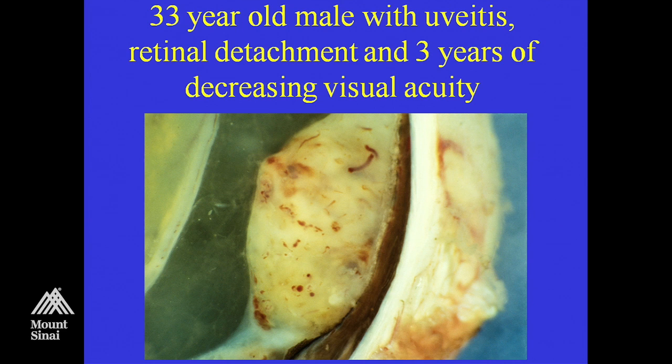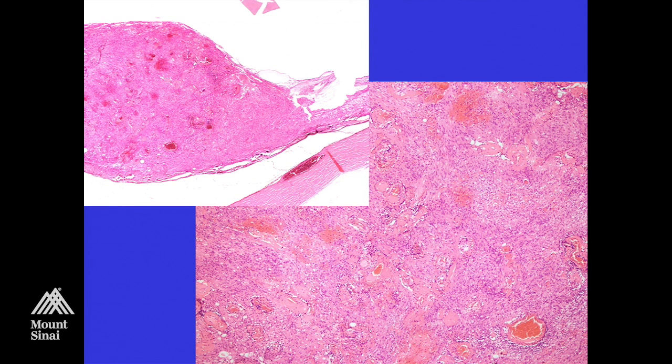So here's, for example, a case from Wilmer, where it was an eye that was enucleated from a 33-year-old man who had chronic inflammation known as uveitis and retinal detachment, and over 3 years this thing grew. But you can see, so here's the sclera, here's the lesion. You don't have a sense of scale, but this is a relatively small focal thing, again with the prominent vessels in it. So this is not massive, really, in the grand scheme of things.